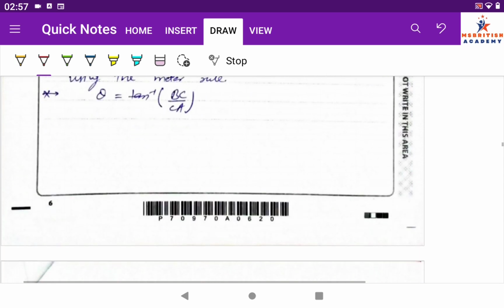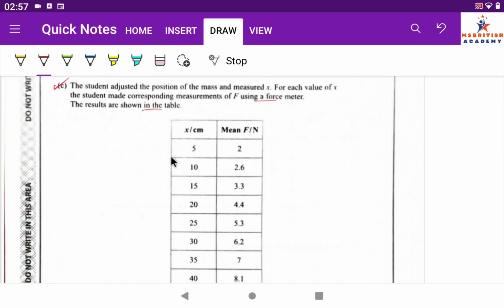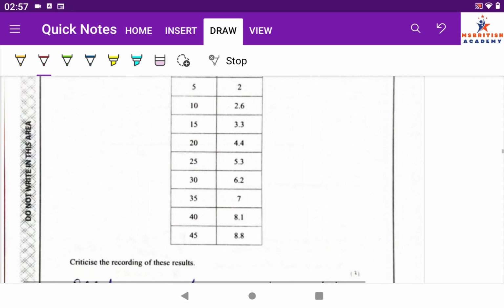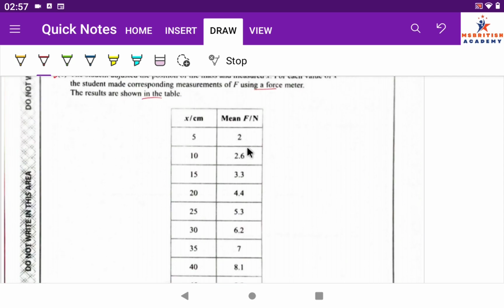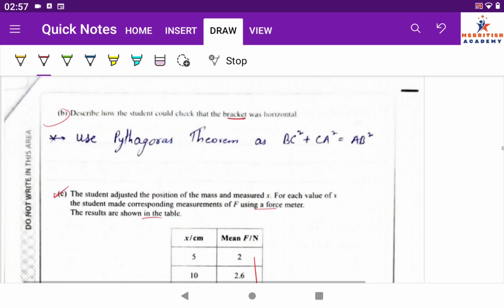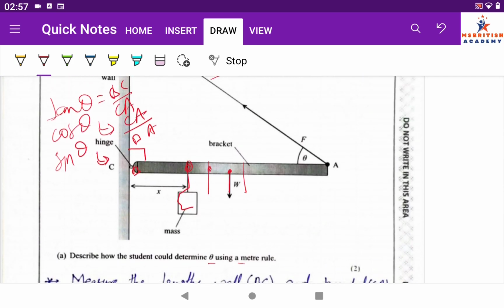So first the x value was 5, 10, 15, 20, 25, 30, 35, 40, 45, and the force values also change to 2.6, 3.3, 4.4, 5.3, 6.2. So the force value is also increasing because the center of mass is going towards the point A.